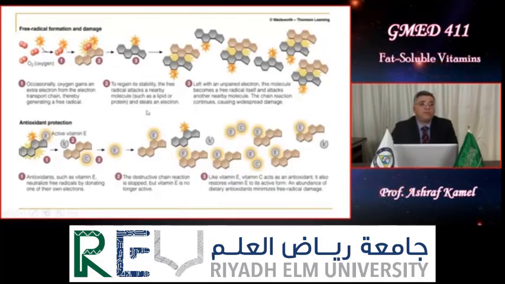And this diagram shows how the body deals with the free radical formation and the role of antioxidants. The free radicals, when left with an unpaired electron, this molecule is a free radical with an unpaired electron and attacks other nearby molecules. Usually the attacked molecules are the cell membranes, leading to widespread damage.